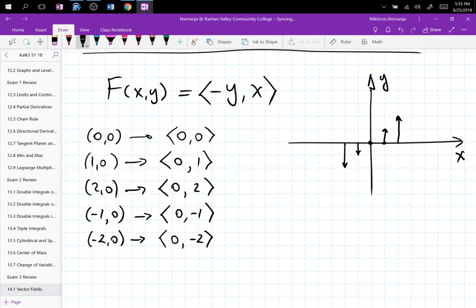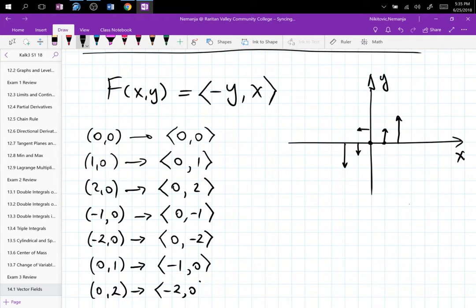So now, we can also pick values on the y-axis to see what's happening there. So we have 0, 1. When you plug in 1, you get negative 1, 0. So 0, 1, negative 1, 0 goes this way. And 0, 2 gets negative 2, 0. There you go.